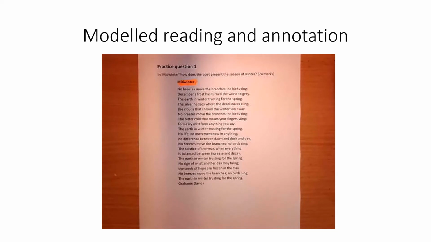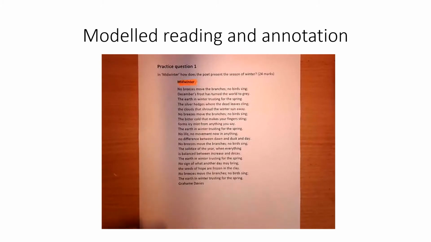The poem begins: "No breezes move the branches, no birds sing. December's frost has turned the world to grey." It gives us a very bleak image of midwinter. It's the dark, bleak midwinter. The question is, how does it do that? That should always be in our minds.